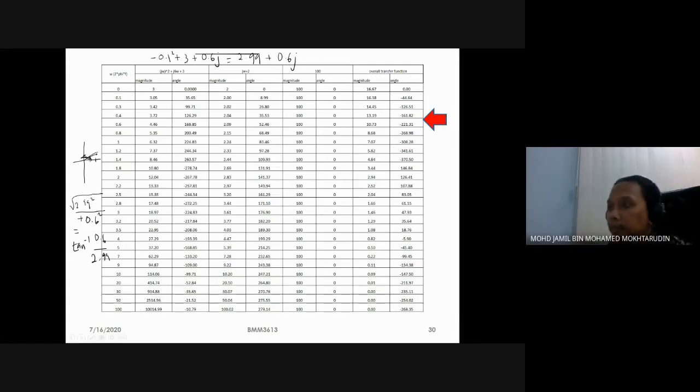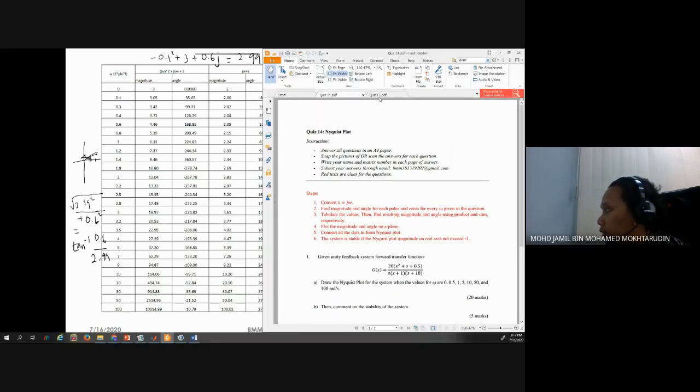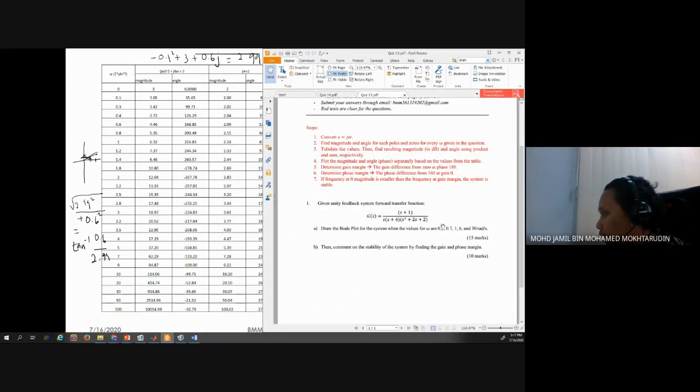Sir, is the Nyquist table given, or do we have to calculate it ourselves? Okay, this table is not given. But in the questions, for example quiz 14 and quiz 13, you are given the frequencies to calculate. So you create the table. The step already states to tabulate the values. So you create a table starting from frequency 0.2, for example.